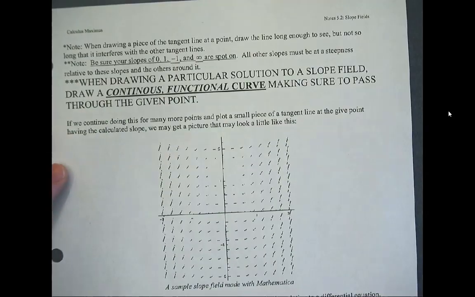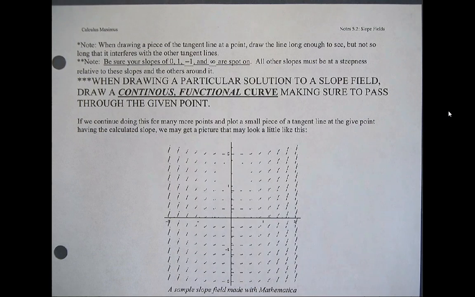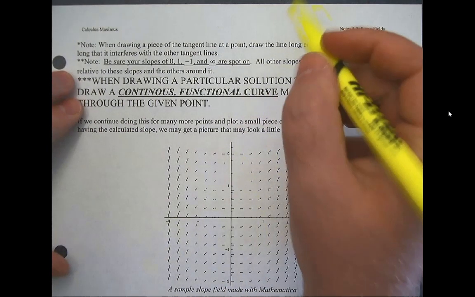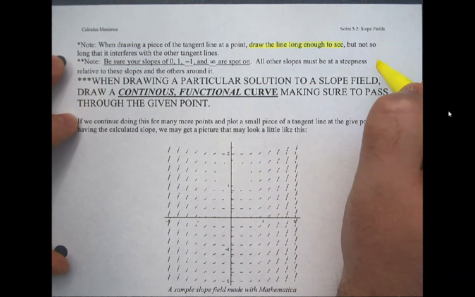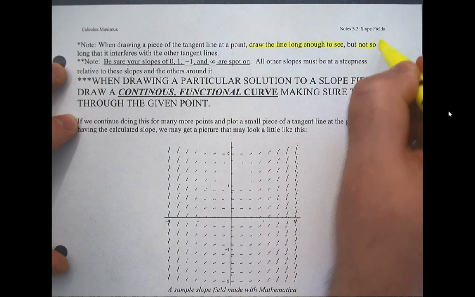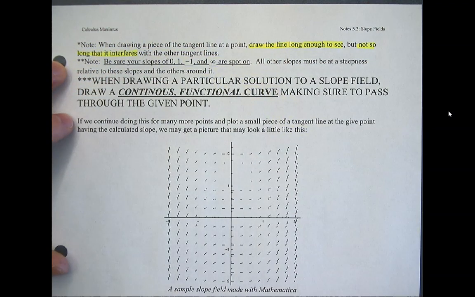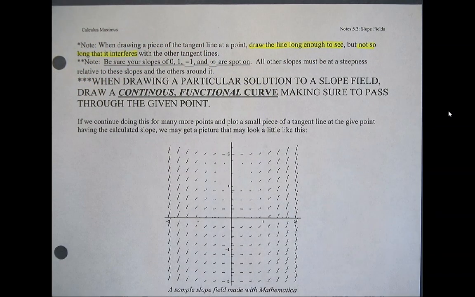So a couple of notes, a couple of things that are important. When drawing a piece of the tangent line at the point, you must draw the line long enough to see, but not so long it interferes with other ones. So draw it, but don't draw it super long.